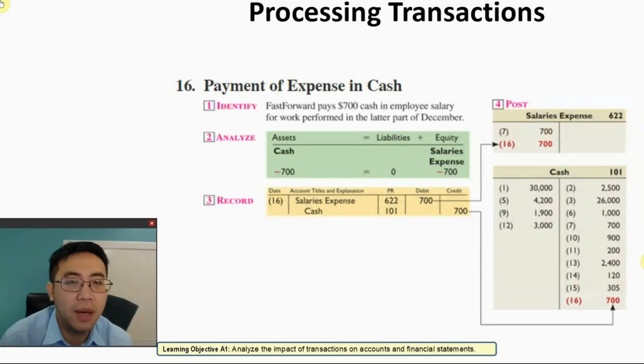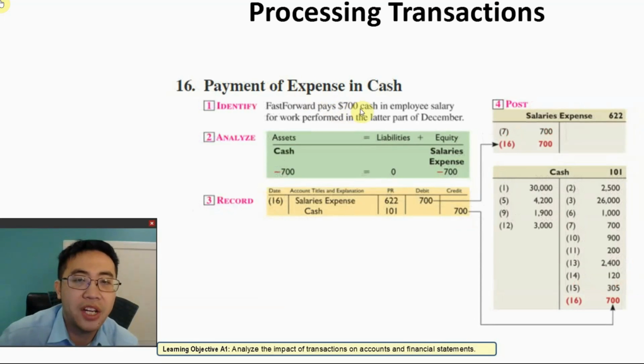Number 16, payment of expense in cash. This time the company pays $700 cash as a salary, so that's a salary expense. Cash goes down, salary expense goes up, and you will see expense again is a negative equity. So when it got incurred, that is a debit, and cash got a credit because cash got reduced. So for salary expense, there's just another entry here, and for cash, that's just another entry.